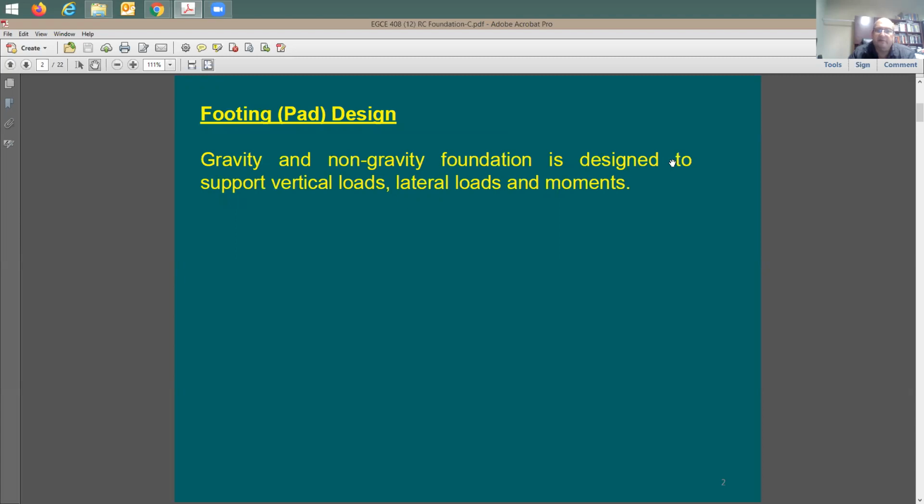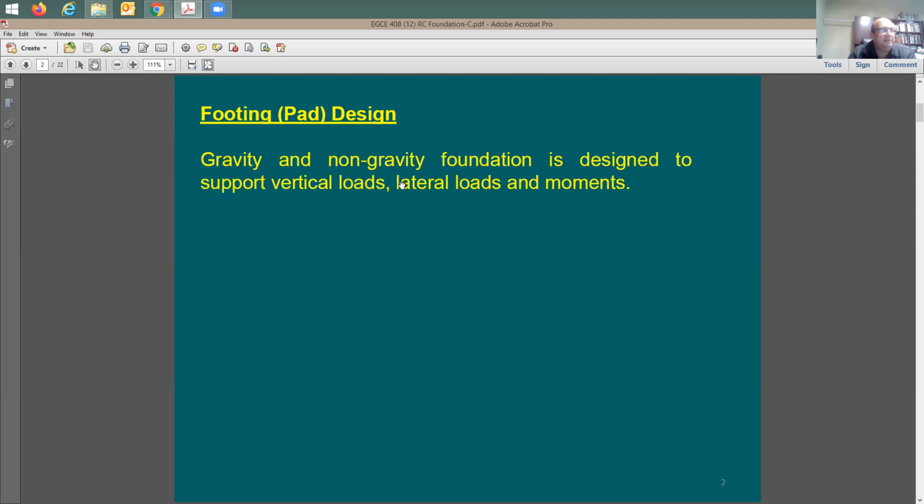So generally speaking, this foundation will be supporting gravity and non-gravity columns. What are gravity columns? Gravity columns are those columns or walls supporting dead load and live load. This is what we call here gravity. Gravity means weight of things. So it's going to be gravity of the dead load and gravity of live load.